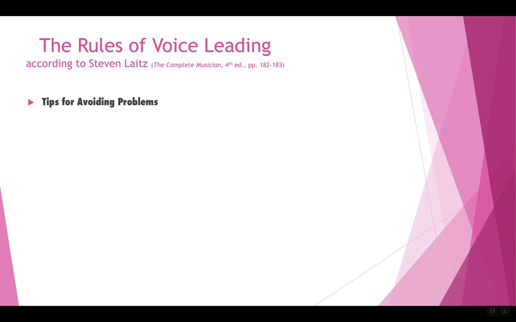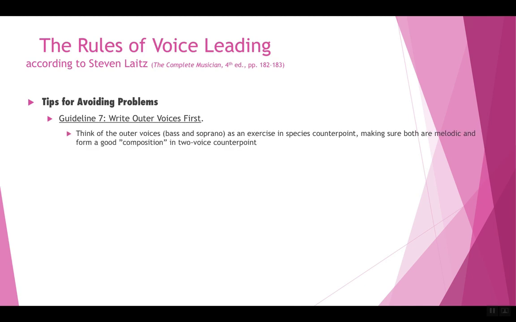And then lastly, Laitz gives you some tips for avoiding problems. He suggests in guideline 7 that you write the outer voices first. This is when you're doing exercises. To elaborate, you can think of the outer voices, the bass and soprano, as being an exercise in species counterpoint, like you've done first species, second species, third species, etc. Actually mostly first species, making sure that both the bass and the soprano are melodic and that they form a good composition in two voice counterpoint.